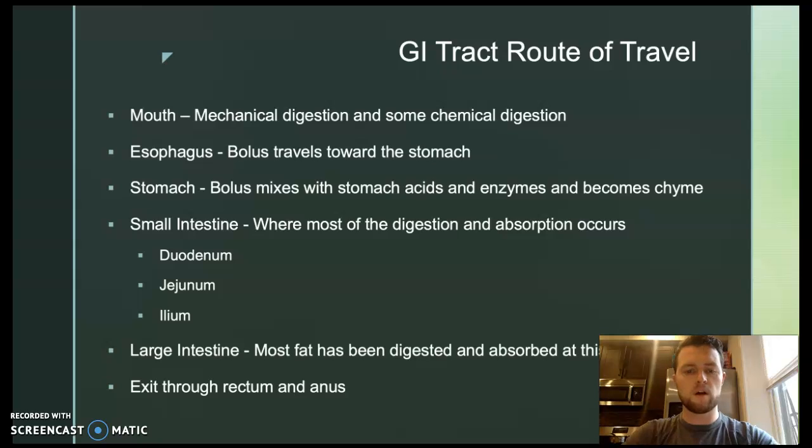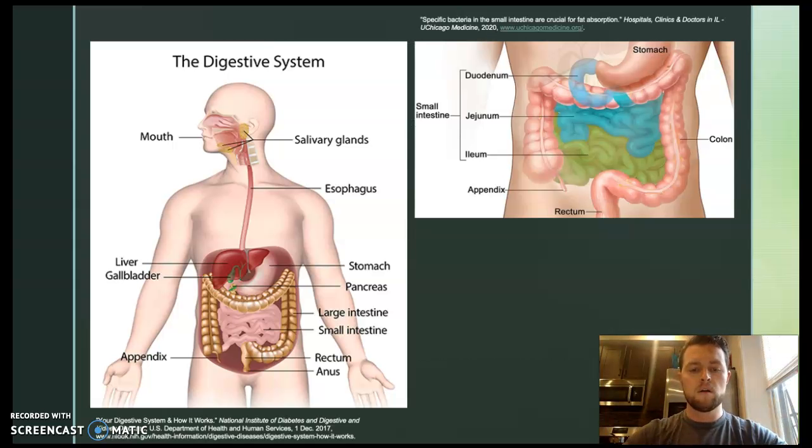We won't discuss a whole lot of that because, as I mentioned before, the majority of the digestion and absorption has already occurred by the time the food reaches the large intestine, in terms of fats at least.